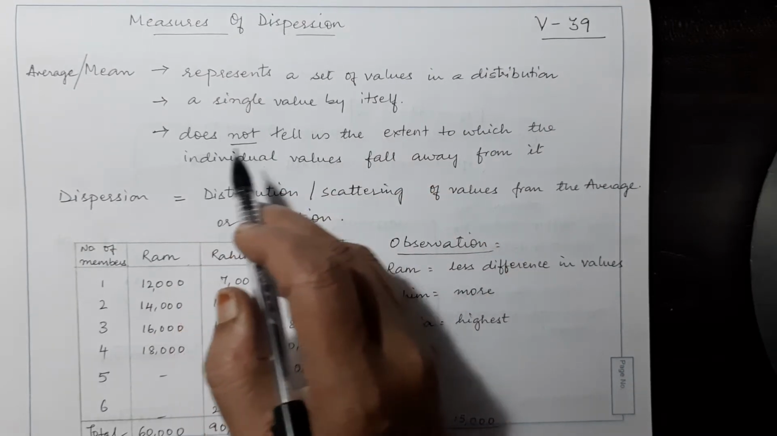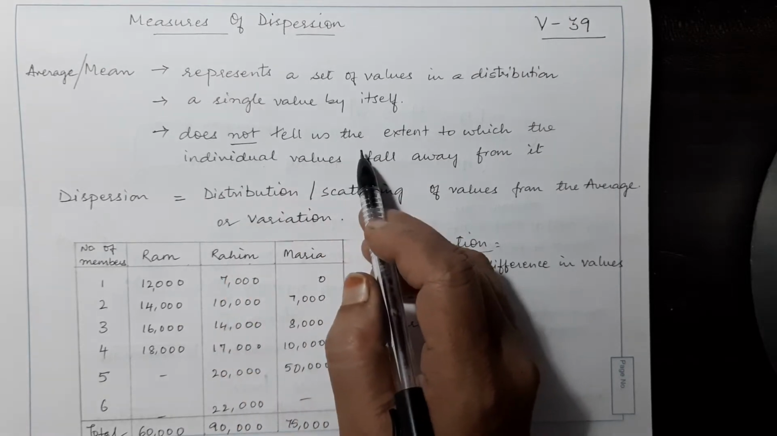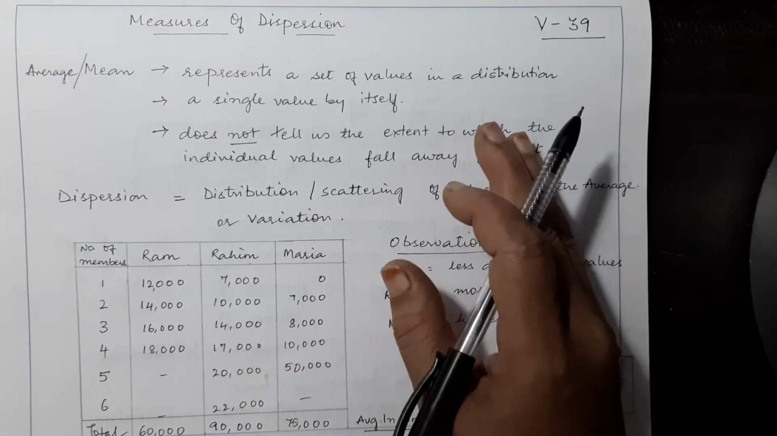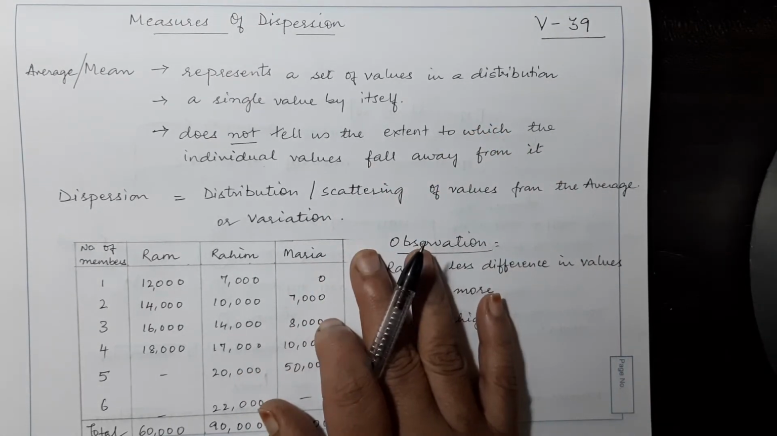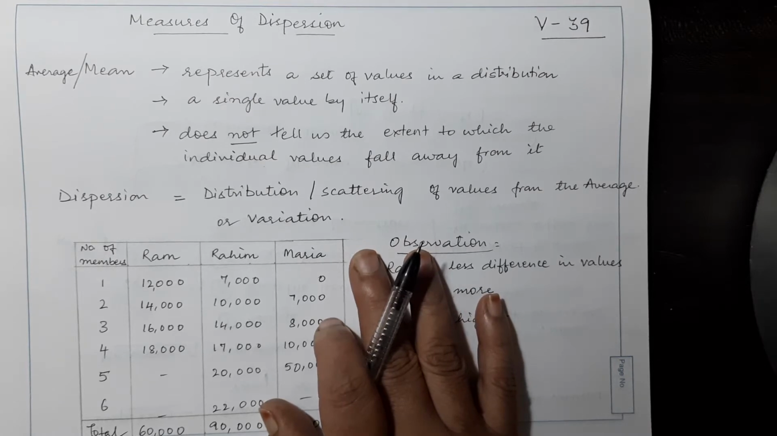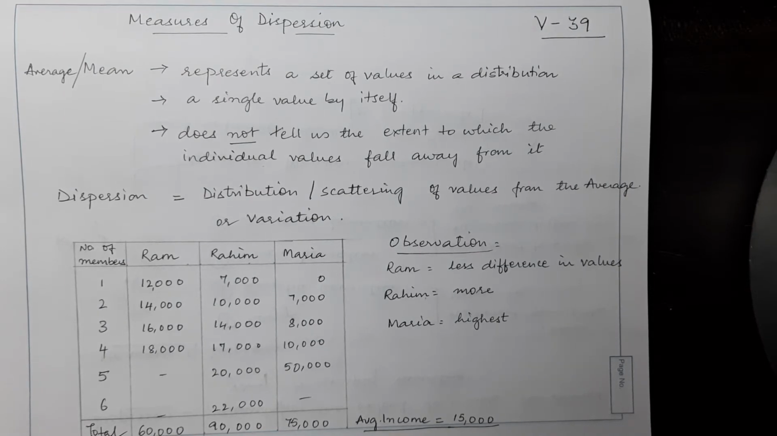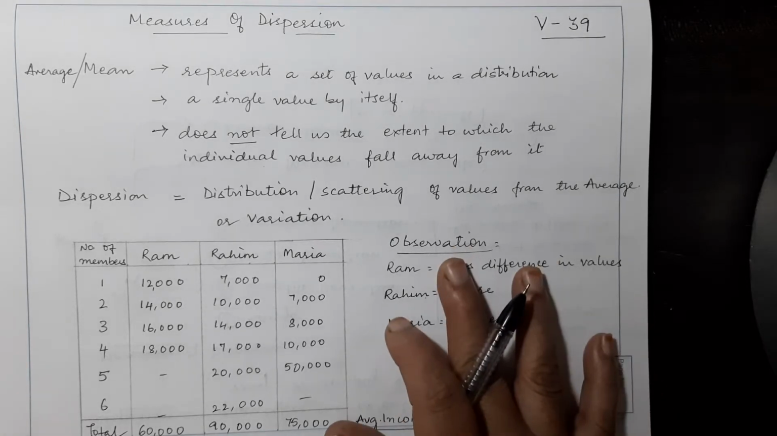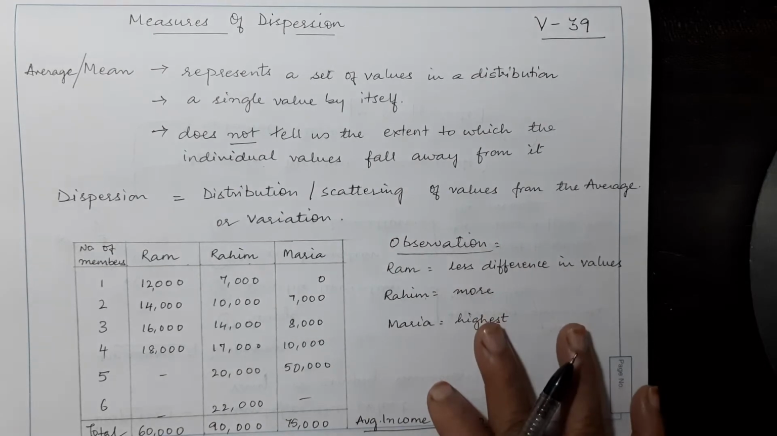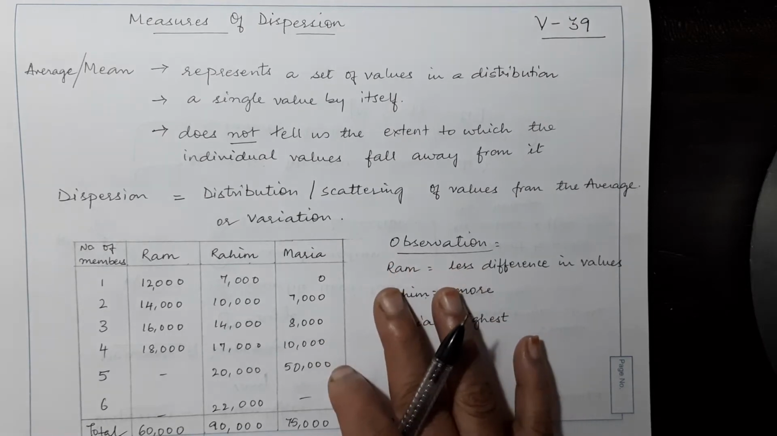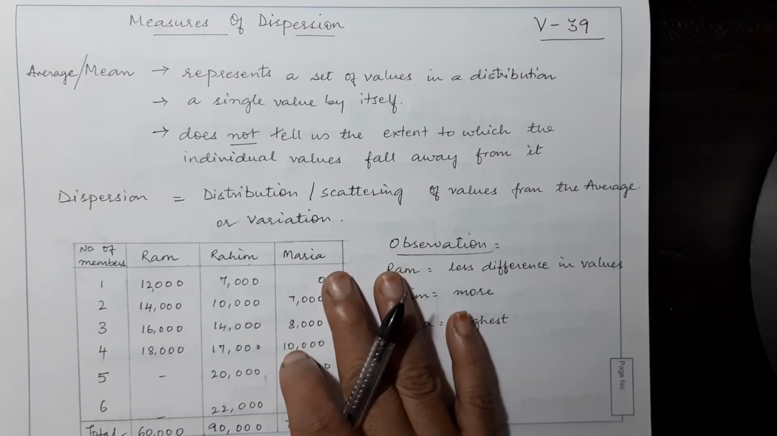And mean does not tell us the extent to which the individual values fall away from it. That is, it is only a representative of the size of the values, but it does not talk of the spread of the values. So we need to understand this mean better with the help of this so-called dispersion.